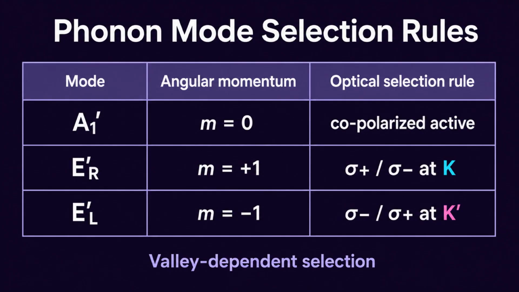The A1' breathing mode has zero angular momentum and is active in copolarized configurations. The E'(R) right-handed mode with m equals +1 is active in sigma plus/sigma minus configuration at the K valley. The E'(L) left-handed mode with m equals -1 is active in sigma minus/sigma plus at the K' valley. These valley-dependent selection rules are the experimental signature of chiral phonons.